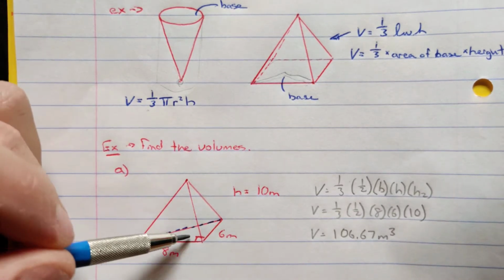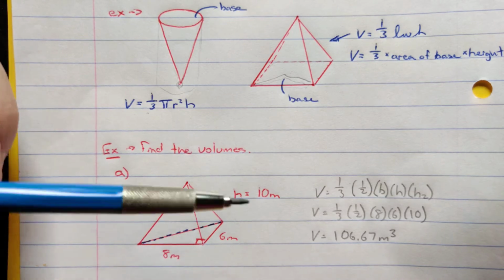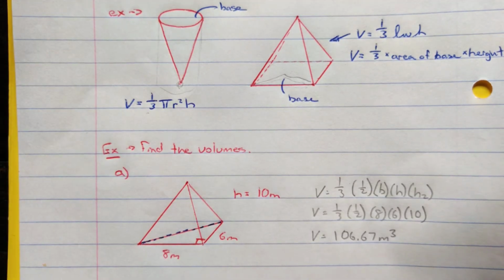So whatever the base of the pyramid is, you're going to calculate that, multiply it by 1/3, and then multiply that by the height.